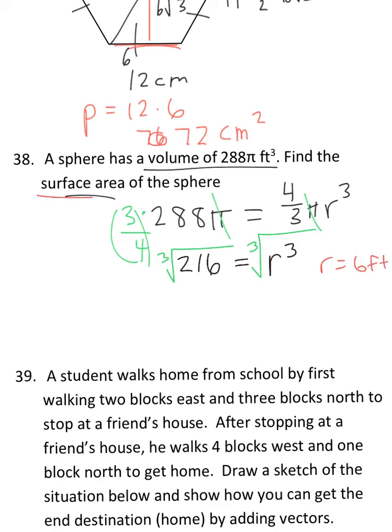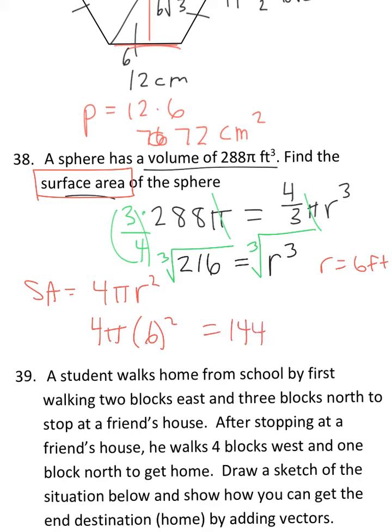But the question is find the surface area. So surface area of a sphere is 4 pi r squared. So 4 pi times 6 squared equals 144 pi feet squared. So make sure you're plugging it in for the volume formula first. Solve for r, take the cube root. Make sure you know how to do the cube root on your calculator. And then plug this back in.